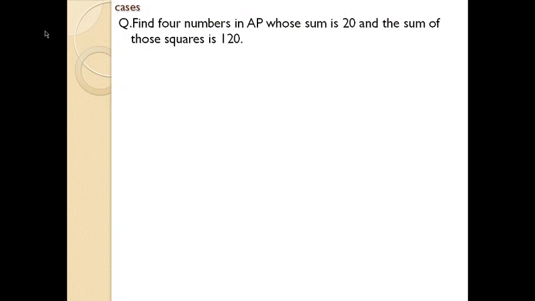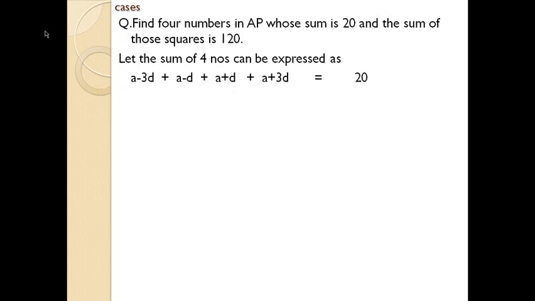Find four numbers in arithmetic progression whose sum is 20 and the sum of those squares is 120. The same concept which we have dealt with in the previous session. Just follow the same steps. In this case, you need to assume one extra value. So, from the question we can extract that the four unknown values will be a minus 3d, a minus d, a plus d, and a plus 3d.